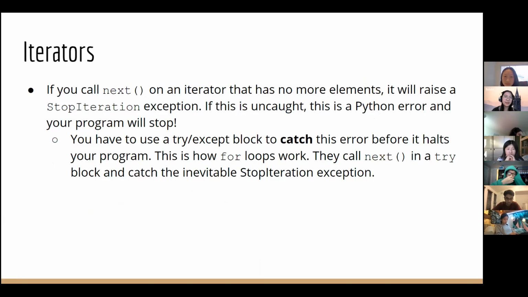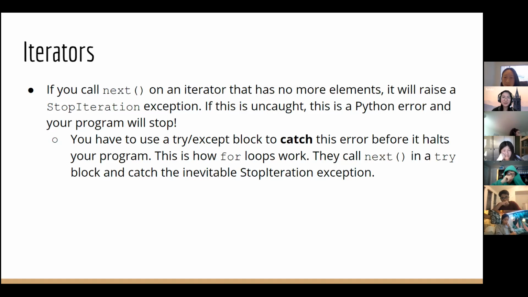For iterators, to know when you're done looping through, if you call next on an iterator that has no more elements, it will raise this StopIteration exception. Maybe you've seen this before in your code. This is an exception, pretty much an error. If you don't catch this, which there's more about in the exceptions lecture, I think, it's considered a Python error and will stop your program completely. So you have to use a try except block to catch these errors.